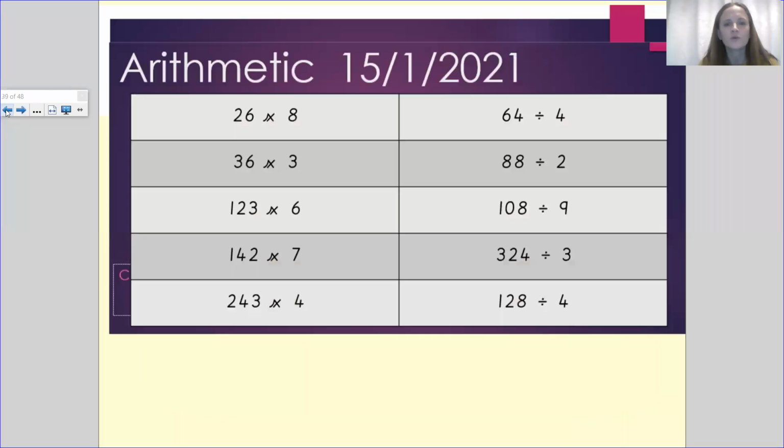So before we start, let's do our arithmetic, please. Make sure you've got your pencils and paper and you have numbered 1 to 10. Pause the video now and complete the arithmetic on the screen. I will read the questions to you.